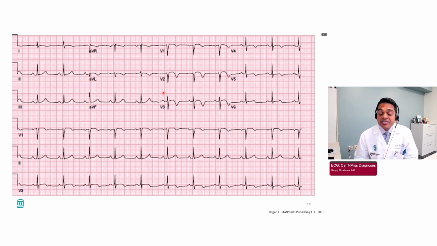So I'm attending in our stress lab today. And when we see this in someone with a good story, we worry about this patient having significant proximal LAD stenosis.